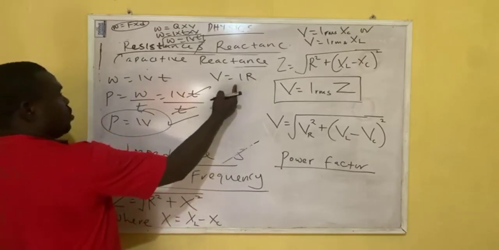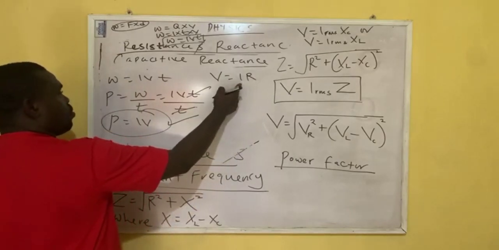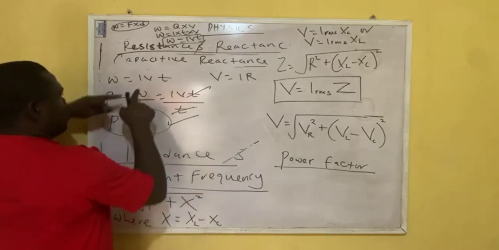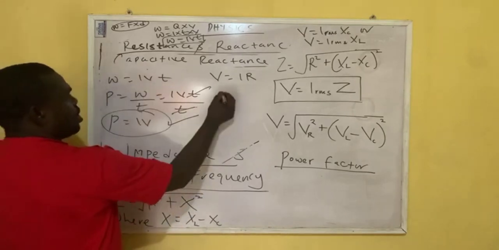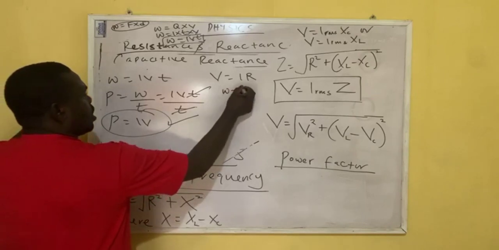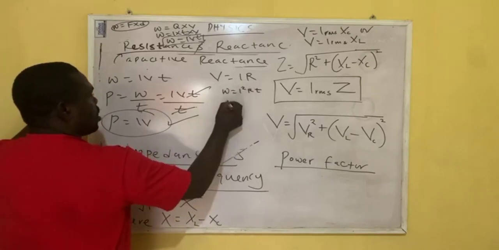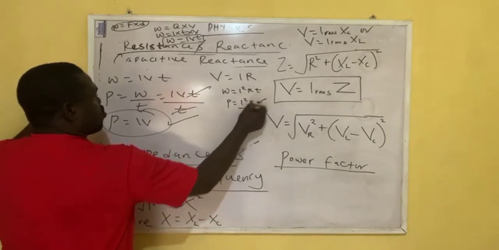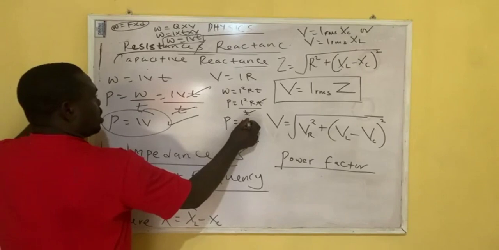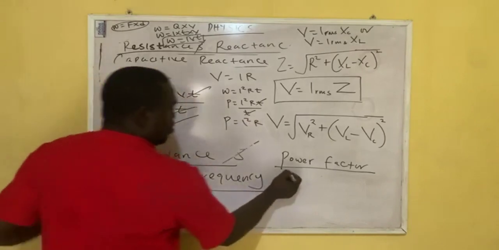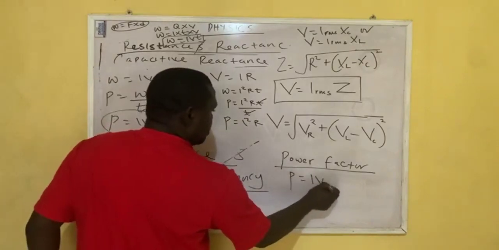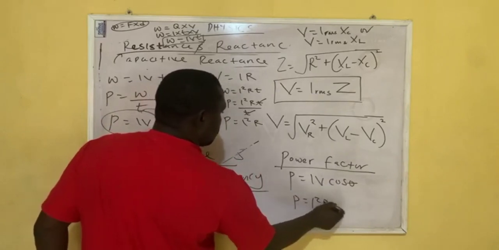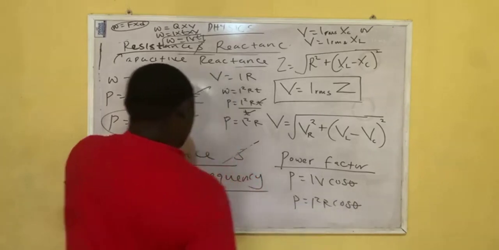And if I make this the subject of the formula, look at it now, I could have my W to be I squared R T. So therefore, my power is I squared R T over T. Cancel, cancel. So my power is I squared R. So my power factor here can be this, cos theta. I could also write it as I squared R what? Cos theta.